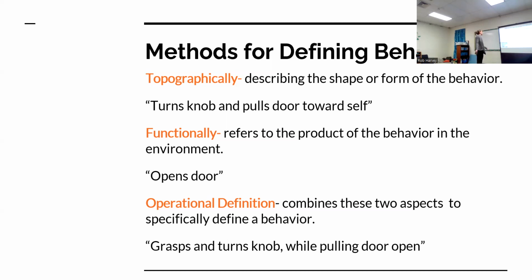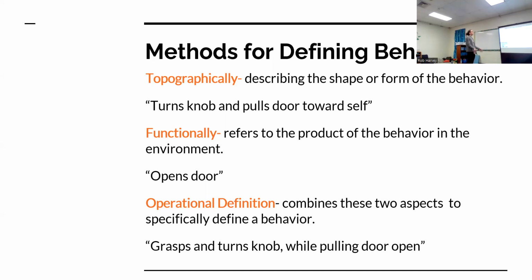And then functionally: if we're considering the function of the behavior and focusing on that in the definition, it's what impact the behavior has on the environment. It refers to the product of the behavior in the environment. So what's the product? That action opens the door. That's the impact of the behavior on the environment.